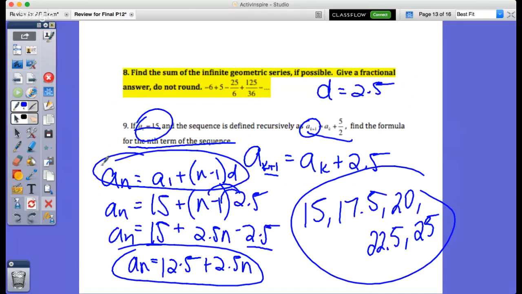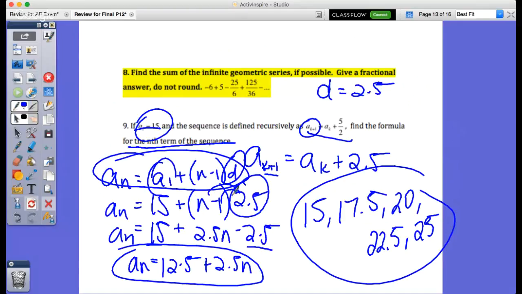Wait, what is happening? Did you see how we were in an arithmetic world? Because we were adding by something, right? All I did was plug it into this equation. And then I plugged in a1, which is 15, and d, I plugged in 2.5, because that's the common difference. So when you want the nth term of the sequence, you just plug it into that. That's it.